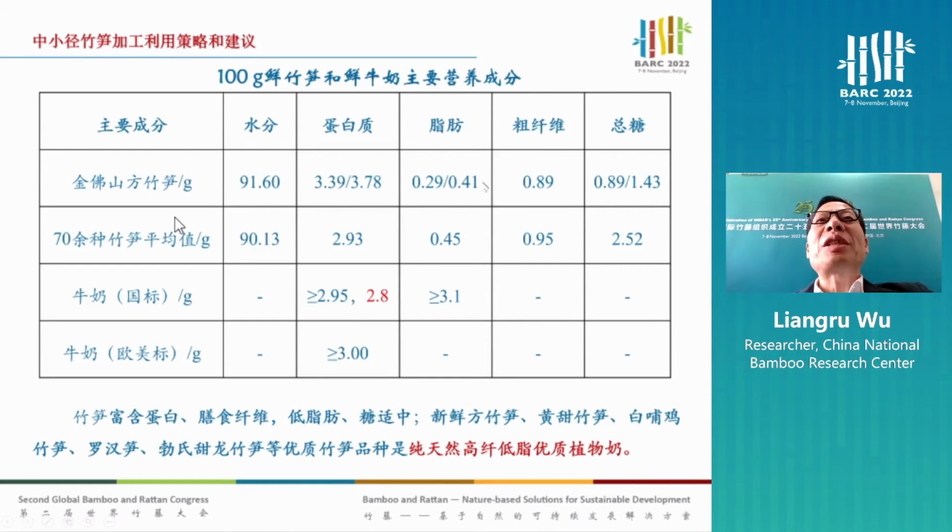You can see here, of course, moisture is the main content of bamboo shoot, but in each 100 grams of bamboo shoot, 3.39 and 3.78 grams are protein. And the fat is about 0.29 and 0.48. According to the national standard, 2.95 and 2.8 is the supposed protein content of fresh milk. So we can see the bamboo shoot has almost equal quantity of protein as the milk, and also the fat content in bamboo shoot is lower than that in milk.